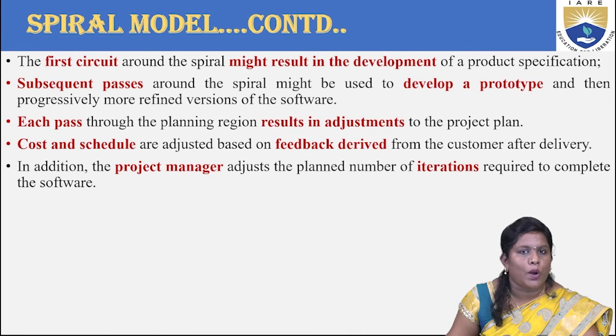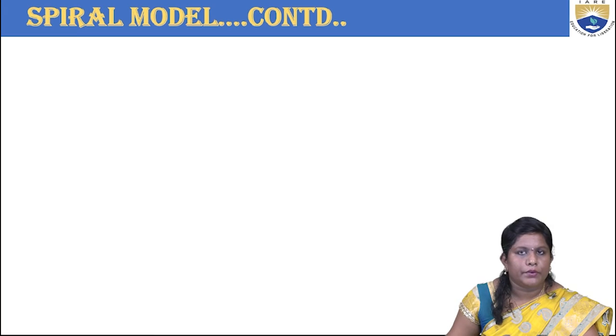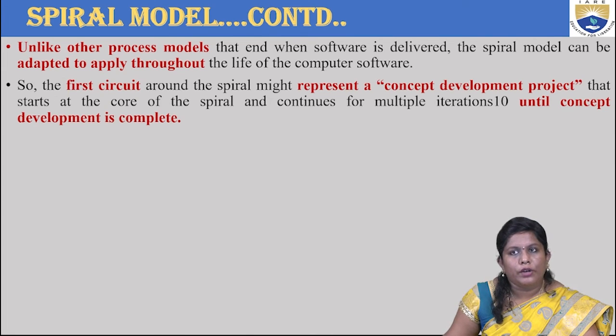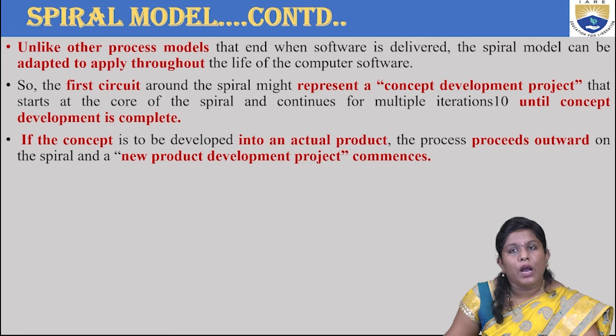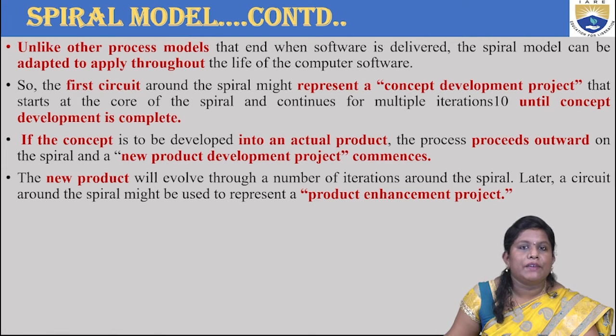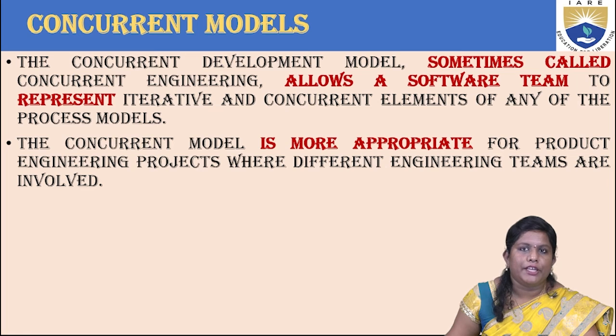And finally, the project manager is trying to plan the iterations. How many are required, right? So this is all about the spiral model. In depth, it is talking about how many iterations you can take, what has happened in the first circuit, that is concept development, how many times you can iterate, and how well does the project come in terms of product enhancement project, that is given by the project manager.